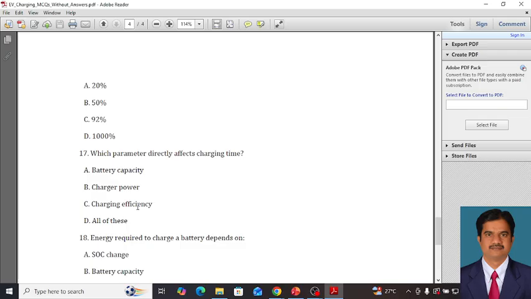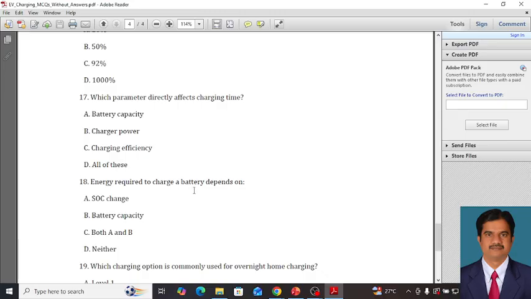Which parameter directly affects charging time? Battery capacity, charge power, charging efficiency, all of this. All of this is the answer.